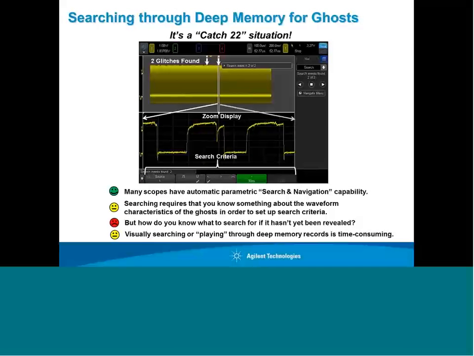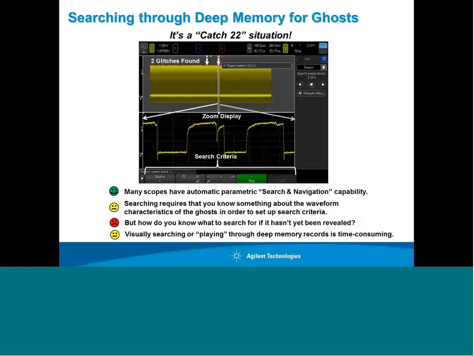What you can do with many scopes in this class today is these scopes have automatic search capability where you can search for particular characteristics of signals, such as glitches or slow rise times. But if you don't know that you have some sort of signal anomaly there, how do you know what to search for? In this case, I knew what I input the signal, I captured this, and I knew what to search for. This was one of these metastable state signals, and the scope found 2 of these metastable states, but I had to set up the scope to specifically search for it.